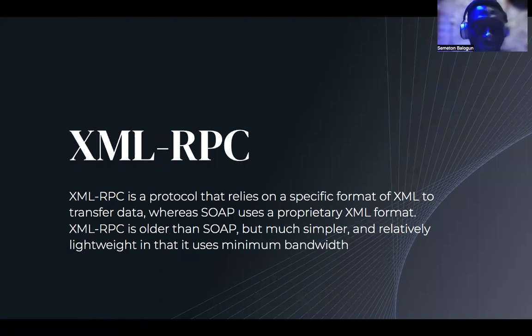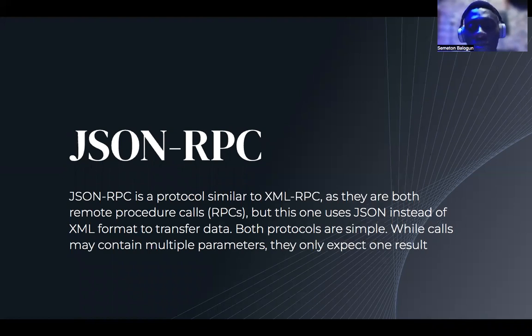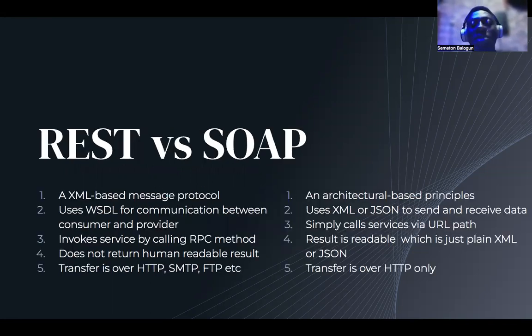So we have XML-RPC, a protocol that relies on a specific type of XML, but SOAP uses a proprietary one, essentially. So SOAP is basically just a different type of XML. Then JSON-RPC doesn't use XML, it uses JSON to transfer data. So now let's talk about the main two and let's look at the differences.